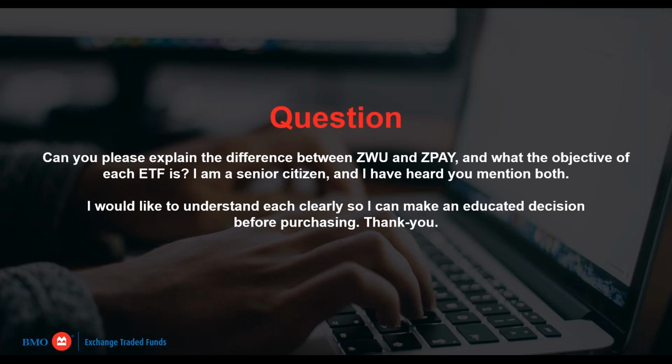And so for ZPAY, the objective is more reliant on the income stream coming from the options to generate the return, versus ZWU, which has more growth potential because it's a higher weight in the equities. So ZPAY should be a little bit less volatile and should give you more cash flow from the option overlay that we're running on that strategy. And again, a little bit different underlying portfolio as well.